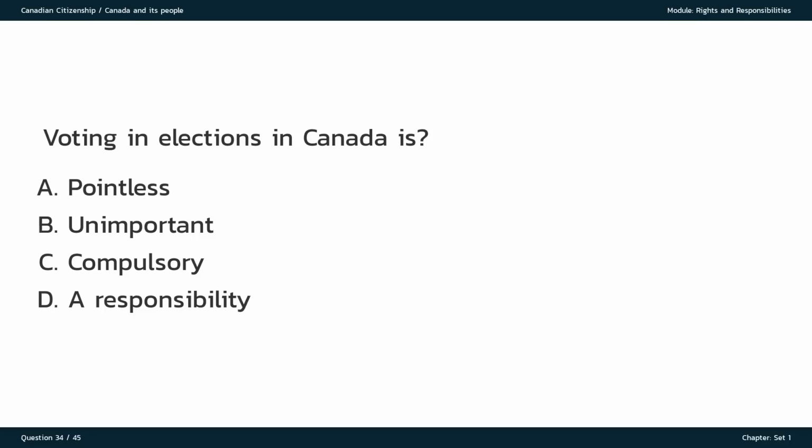Voting in elections in Canada is A. Pointless. B. Unimportant. C. Compulsory. D. A responsibility. The answer is D. A responsibility.